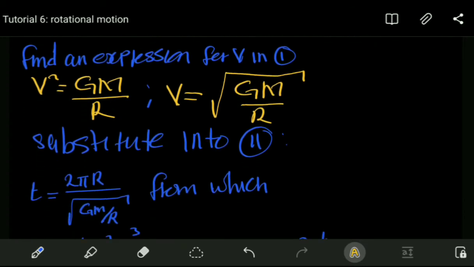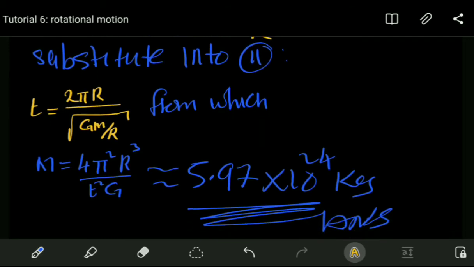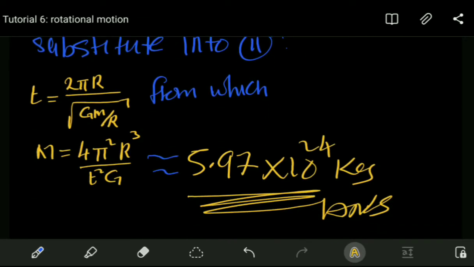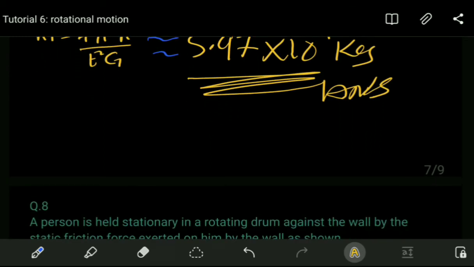So we substitute that into equation 2, then we have the time being equal to 2 pi r over the square root of GM over r. And if we solve that, find an expression for capital M, we're going to find the mass of the Earth being given as 4 pi squared r to the power 3 over T squared times G. We plug in the values that we have, and we'll find the mass of the Earth as 5.97 times 10 to the 24 kilograms. All right, so just take your time, rewind these steps. Not clear, you can always ask.